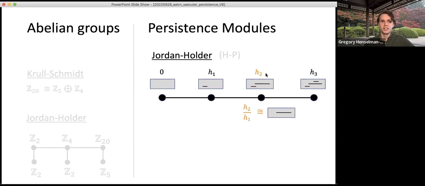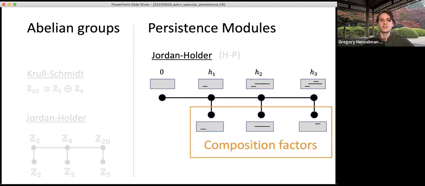Similarly, h2 modulo h1 is another interval module. And as before, we can dangle this quotient underneath the corresponding numerator in the series, and we can do that for all the numerators, and we can get these things that we might call composition factors. Any questions about that?